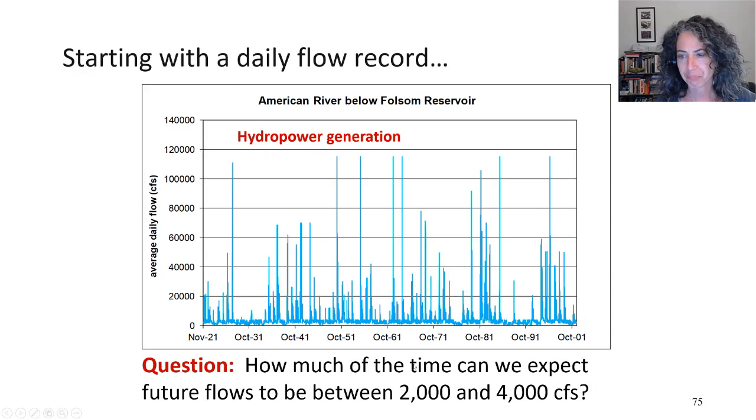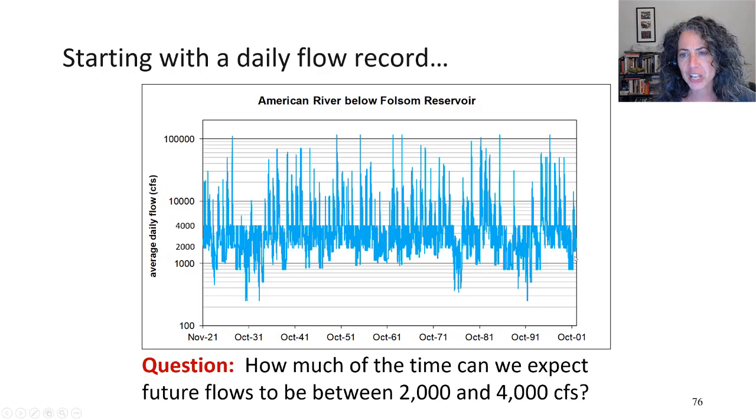So very simple. So here are the regulated flows on the American River from Folsom Reservoir. This came as the result of our reservoir simulation model. And let's say we're interested in hydropower generation. Right, so maybe I'll ask the question, how much of the time can we expect future flows to be between 2,000 and 4,000 CFS? So maybe that's the range in which we can operate our hydropower turbines. So first, I'm going to change the axis of flow into log scale so we can see that 2,000 to 4,000 range a little bit more clearly.